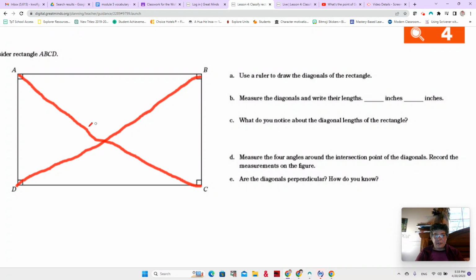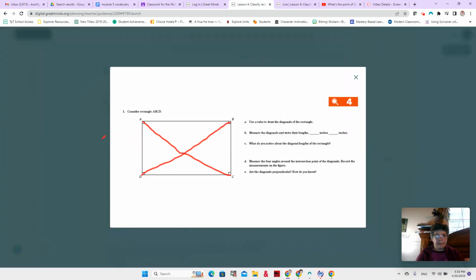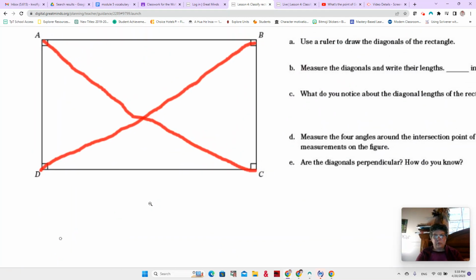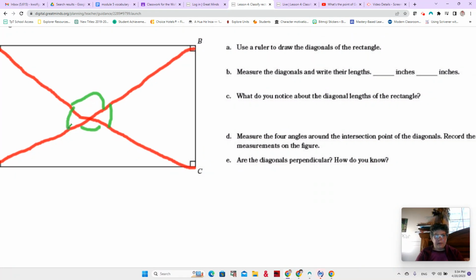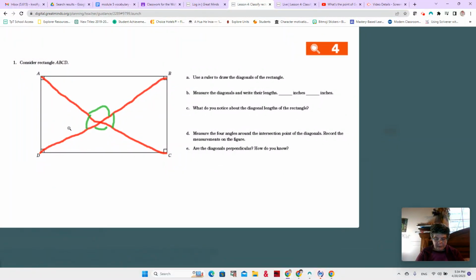And now you're going to measure your 4 angles. Let me get a different color here. You see that you have 4 angles, right? 1, 2, 3, and 4. You're going to measure those 4 angles around the intersection of the diagonals, and you're going to record their measurements here. Okay, so use your protractor. Make sure you're lining up with the bottom line and measure those angles.